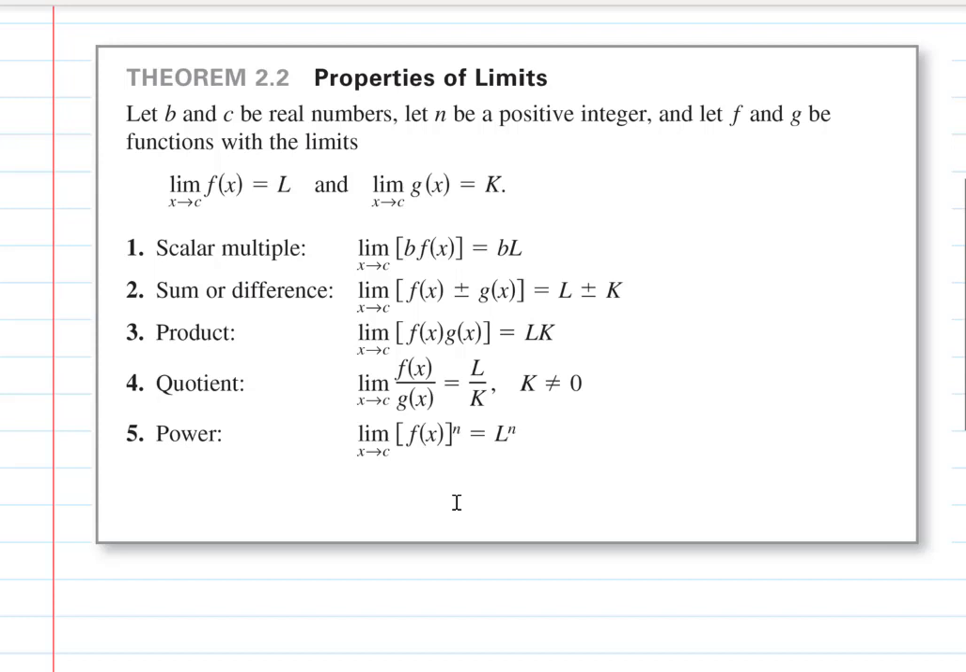Okay, so very important here. Even though these are very easy to understand, you can just read through them and see how they work. It's very important you realize that in order for these five properties to work, these two limits have to exist prior to. You can't do this if you don't know that these two limits exist. That's the only thing that's important here.